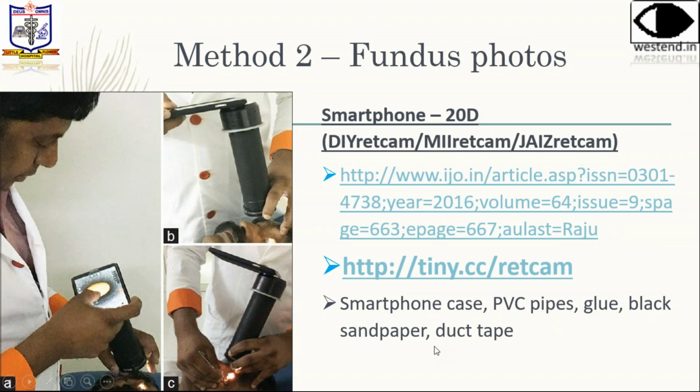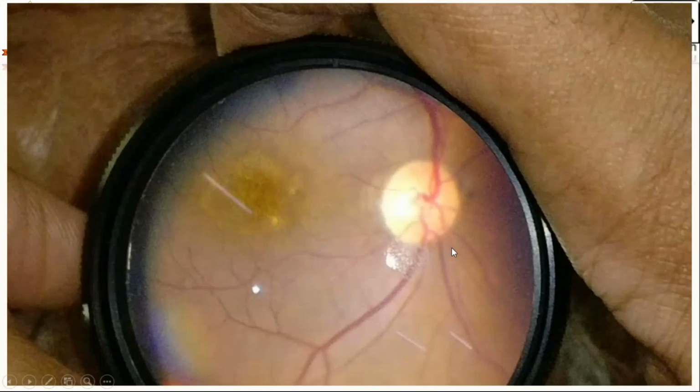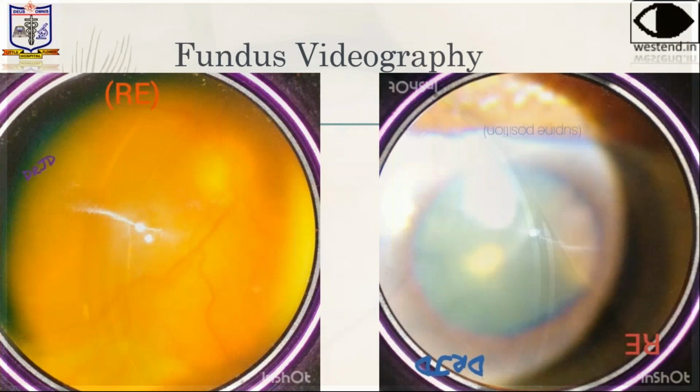It's very simple. You can make it out of $1 worth of materials and your smartphone and a 20 diopter lens. So these are some smartphone fundus photographs taken directly without any adapter, just a 20 diopter lens and a smartphone. This is another photograph of the same type.